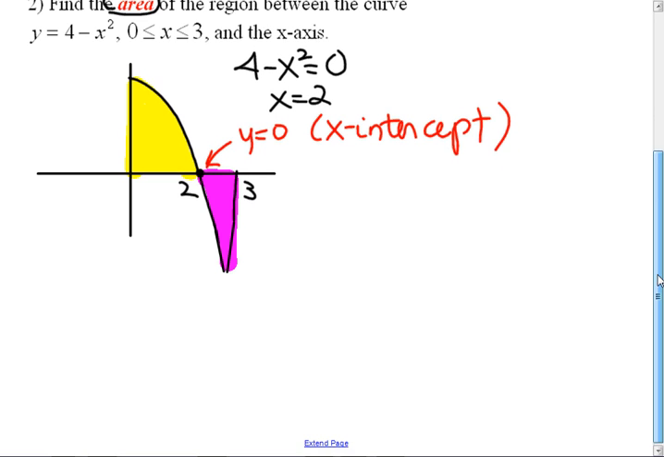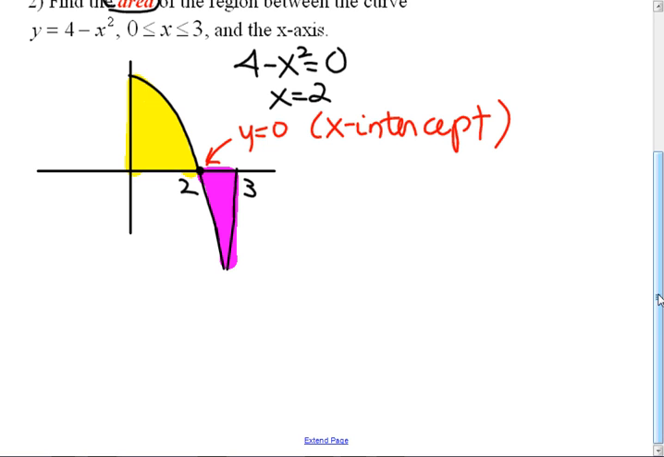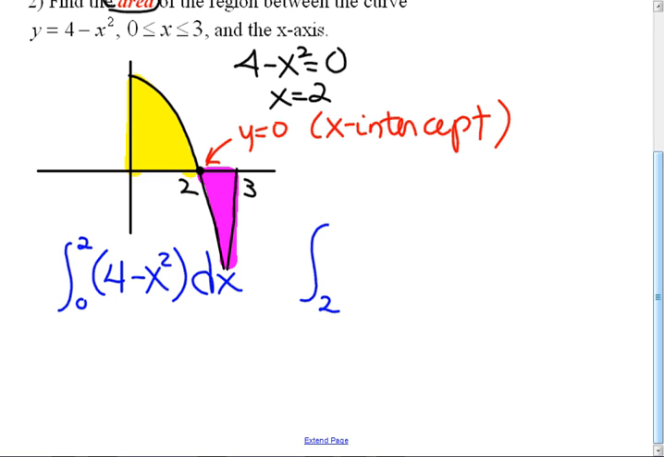So what's wrong with this part of the graph? It's going to be negative. So why don't we integrate from 0 to 2 of 4 minus x squared dx, and then I'll integrate from 2 to 3. Now that answer will be a negative answer. How do you make it positive? I could take the absolute value, but it's easier to put a negative sign in front. Okay, guess what? I'm going to pause my recording. I want you guys to try this.